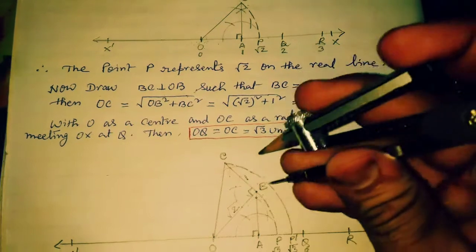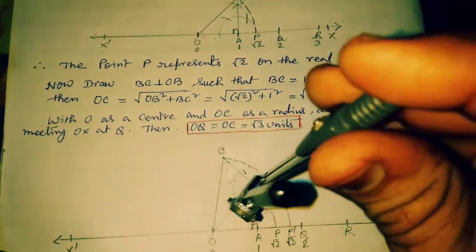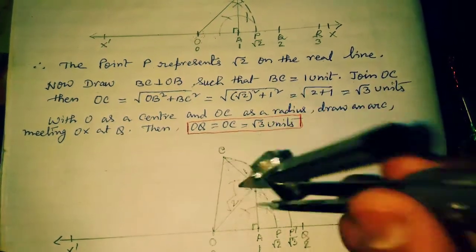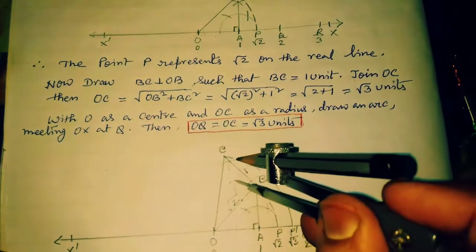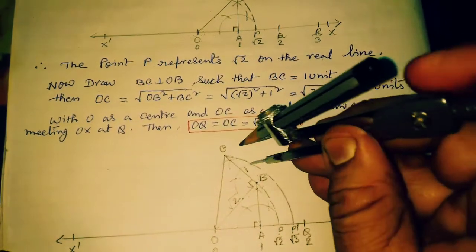That means, from the point B, we have drawn a perpendicular. From here we'll draw 90 degrees with the help of a compass, like this. Here also we cut, and from here also we have cut.